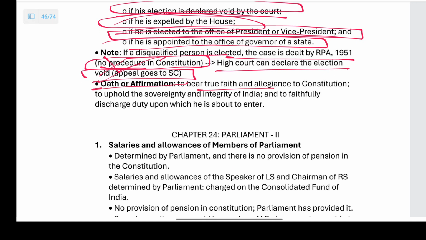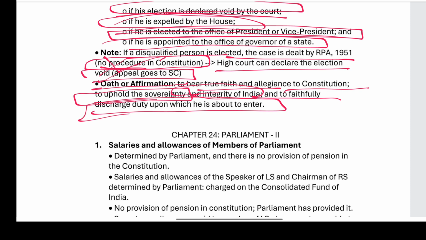Oath or affirmation: to bear true faith and allegiance to the Constitution, to uphold the sovereignty and integrity of India, and to faithfully discharge the duties upon which he is about to enter.